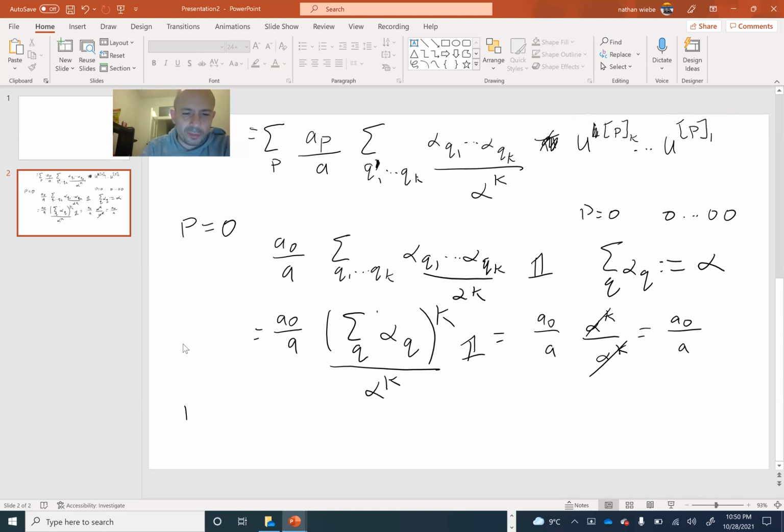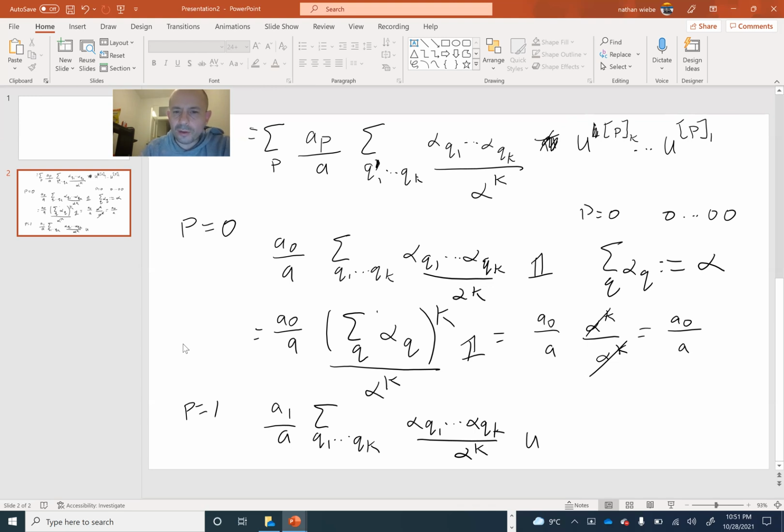Now, if we go to p equals 1, on the other hand, then what we would have is a1 over a, sum from q1 through qk, alpha q1 through alpha qk divided by alpha to the k. Now, out of all of these different products that we end up seeing, there's only one that actually ends up surviving, and that is going to be u p1, which is just 1. So this is u over here.